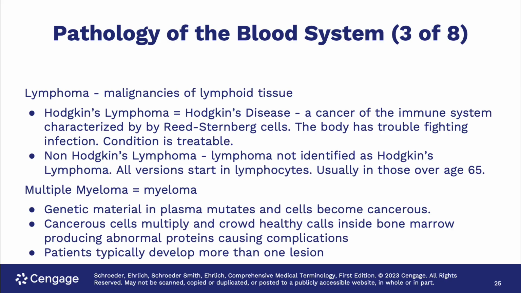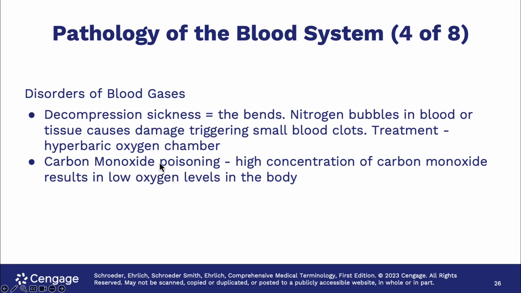The individuals who have this often have a lot of lesions on their body. You have disorders of blood gases. I mentioned earlier, if you go scuba diving or you're in a pressurized system breathing in air, you get a buildup of nitrogen in your blood. At normal atmospheric pressure, that nitrogen comes out of your blood into little tiny air bubbles, and that causes all kinds of issues, including small blood clots.